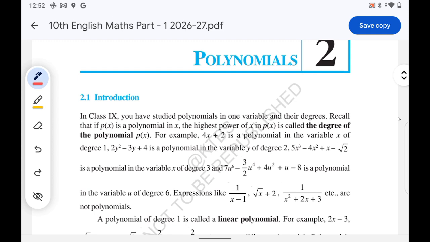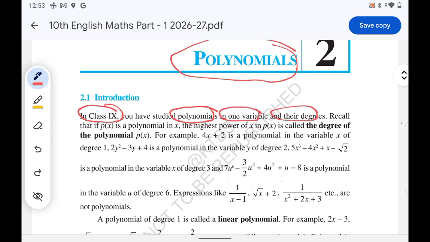Good morning, everyone. Today we are going to discuss one of the important topics of class 10, that is polynomials. We will have a brief introduction and the revision from your previous class 9th standard, and we'll continue with the concept. So in class 9 you read about polynomials in one variable and their degrees. So first of all, you should know what does polynomial include.